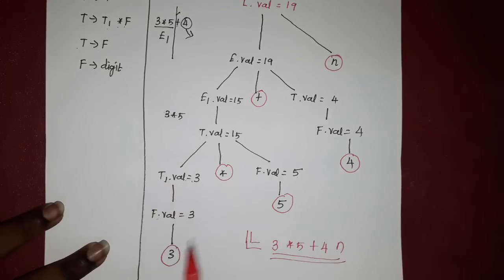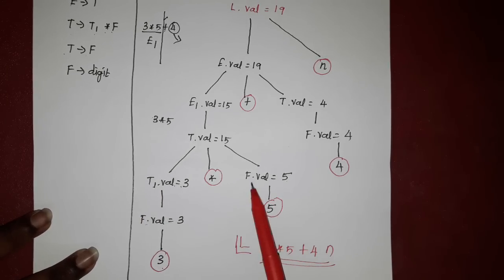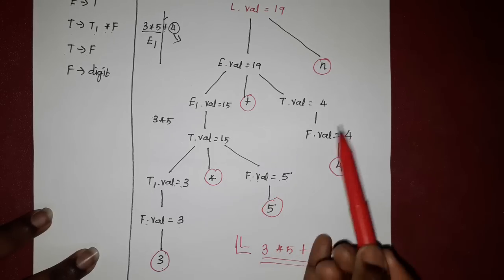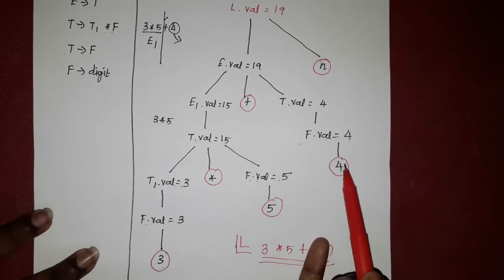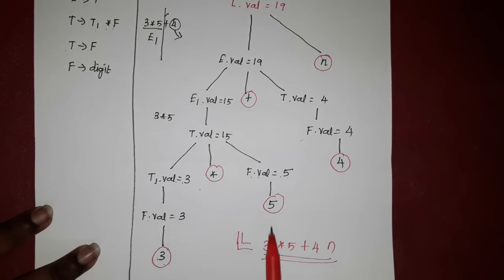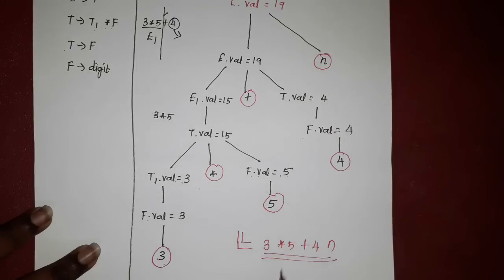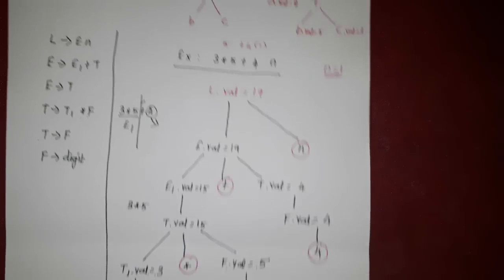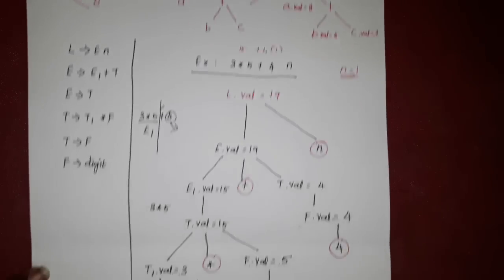And F dot value is equal to digit. So F dot value is equal to the same digit value. This is the same as F dot value is equal to 5, then the result 5 is directly stored into F, and this last one is F dot value is equal to 4. So for the final leaf node we have to check 3 star 5 plus 4n. This is the expression for which we have to construct the annotated parse tree.